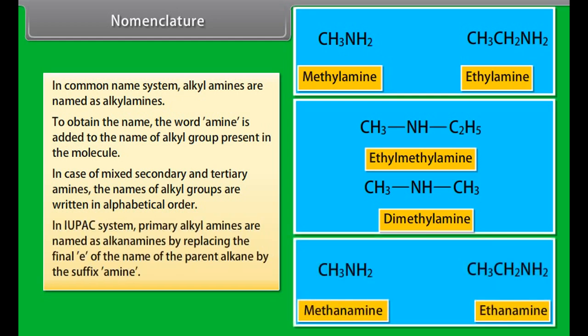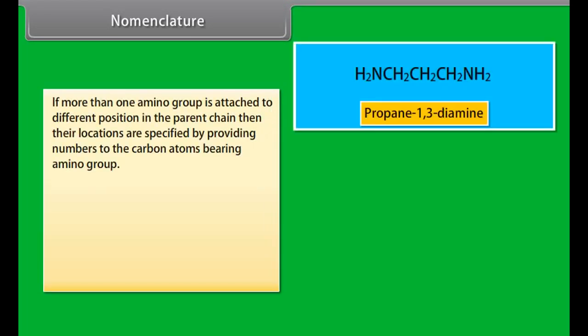In IUPAC system, primary alkyl amines are named as alkanamines by replacing the final e of the name of the parent alkane by the suffix amine. If more than one amino group is attached to different position in the parent chain, then their locations are specified by providing numbers to the carbon atoms bearing amino group. The letter e of the hydrocarbon part is retained.